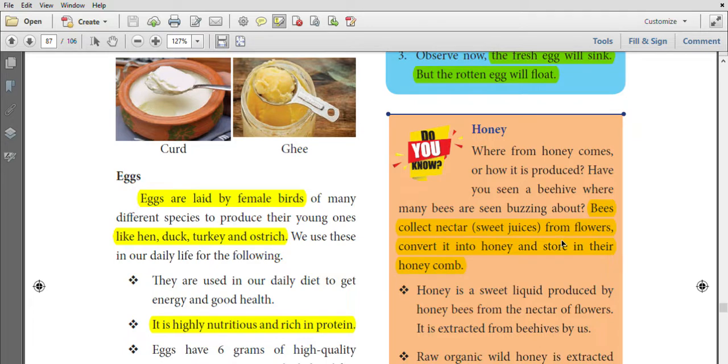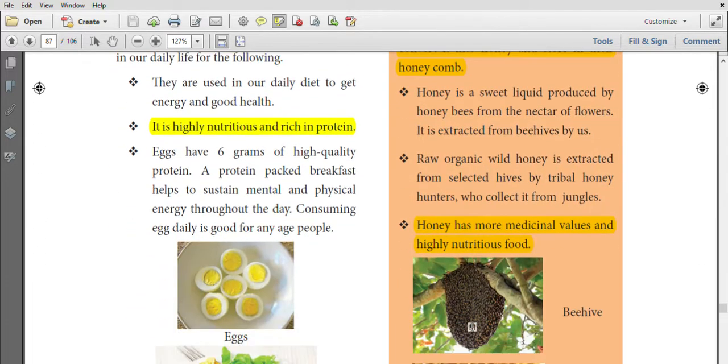Honey. Bees collect nectar from flowers, convert it into honey, and store it in their honey home. Honey has many medicinal values and is a highly nutritious food.